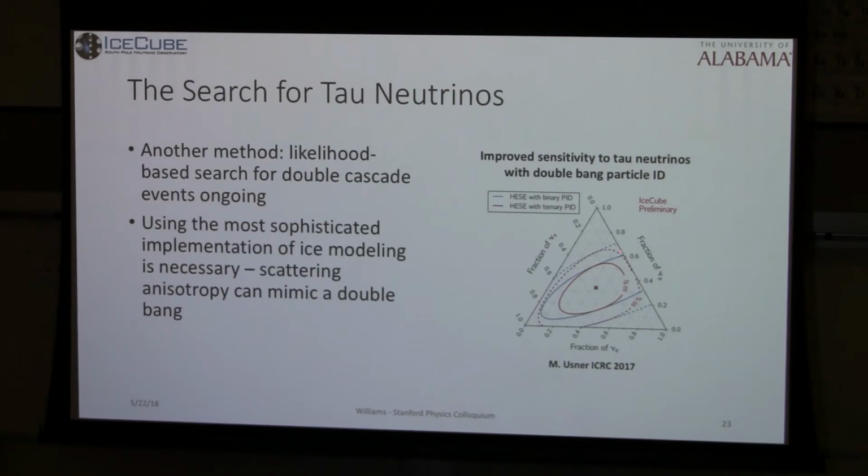So this plot shows, this is sensitivity only, not results, but it shows the increase in sensitivity we would get by applying a tau identifier from this double cascade search.